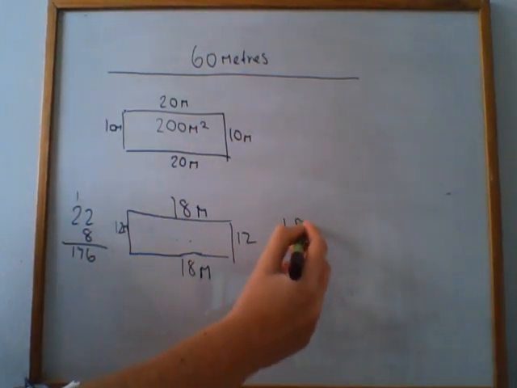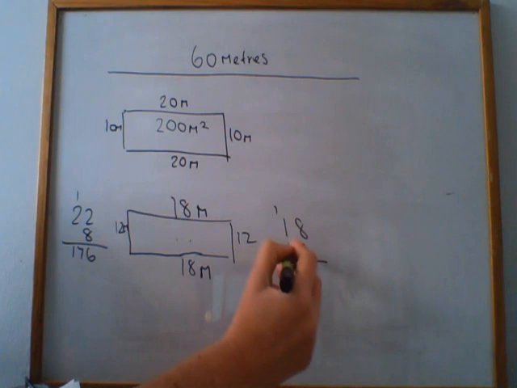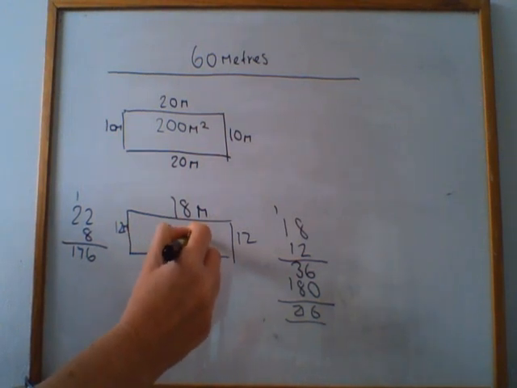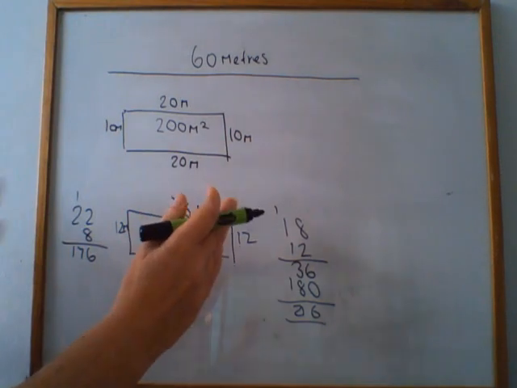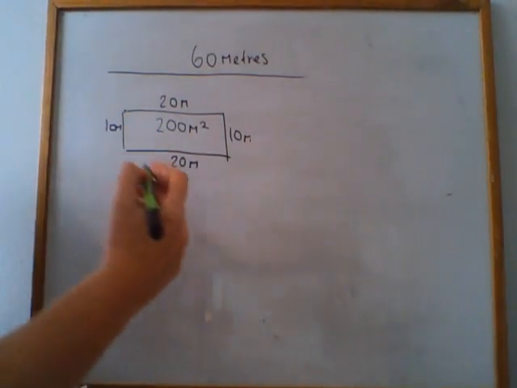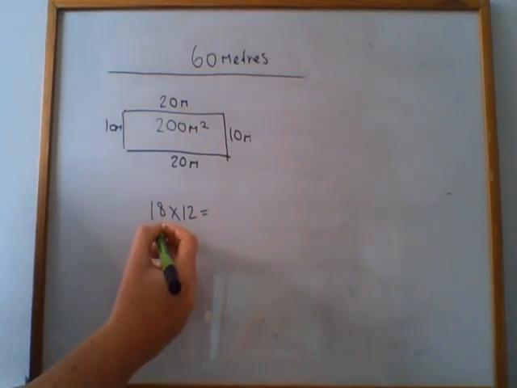But 18 times 12, let's have a look. 2 8s are 16. Carry 1. 2 1s are 2 and 1 is 3. Put my placeholder in. 1 times 8 is 8. 1 times 1 is 1. 3 and 8 is 11. 216 this time. Okay. So making this a bit smaller seems to me that my area is increasing. So I can see that going down, 18 by 12 is giving me a bigger answer.